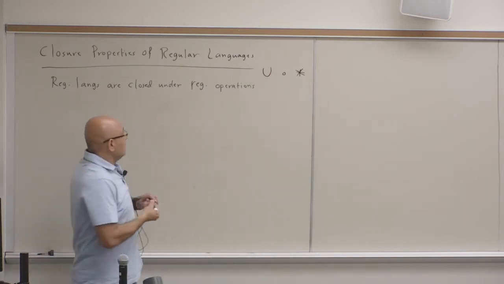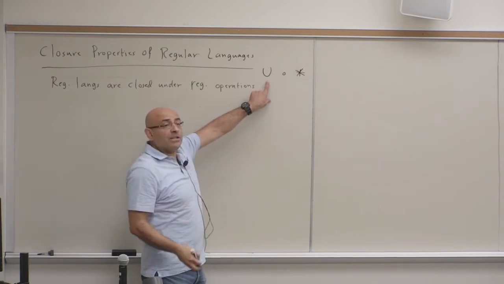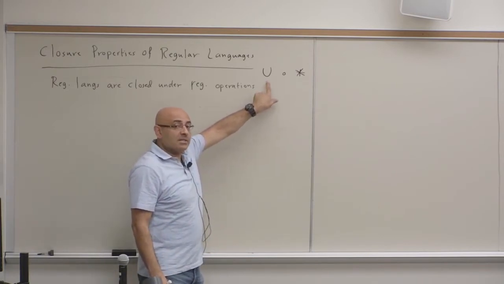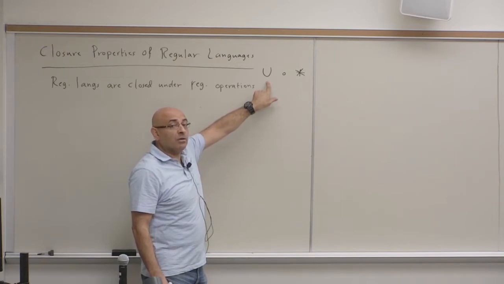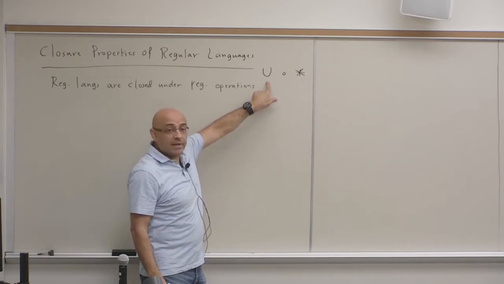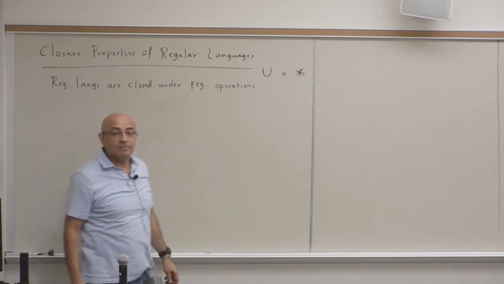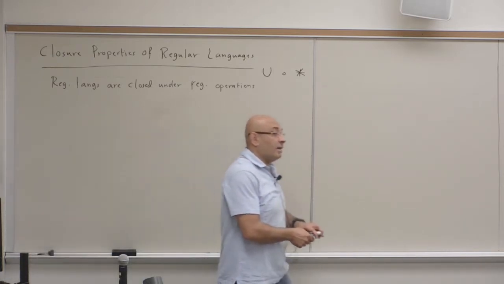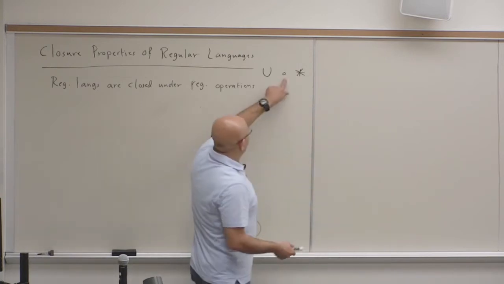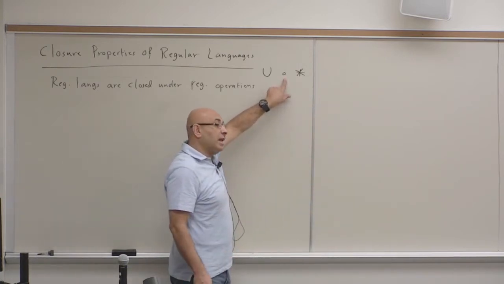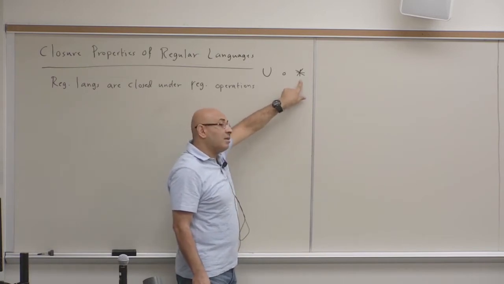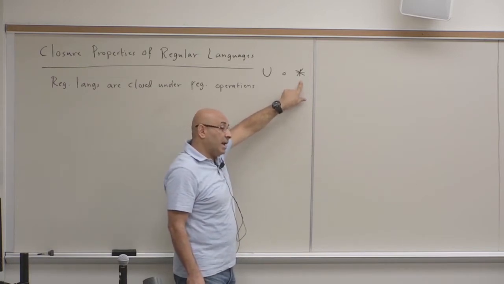What does it mean when we say regular languages are closed under union? It means that if you take the union of two regular languages, you get a regular language. When you take the concatenation of two regular languages, you get a regular language. When you take the star of a regular language, you get a regular language.